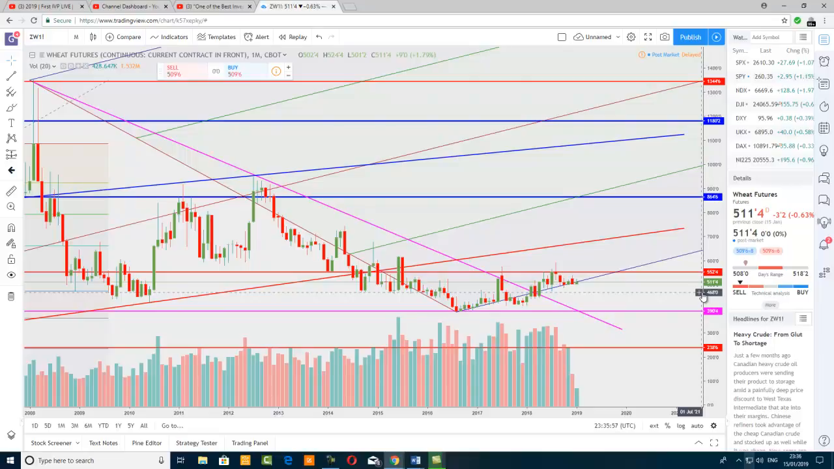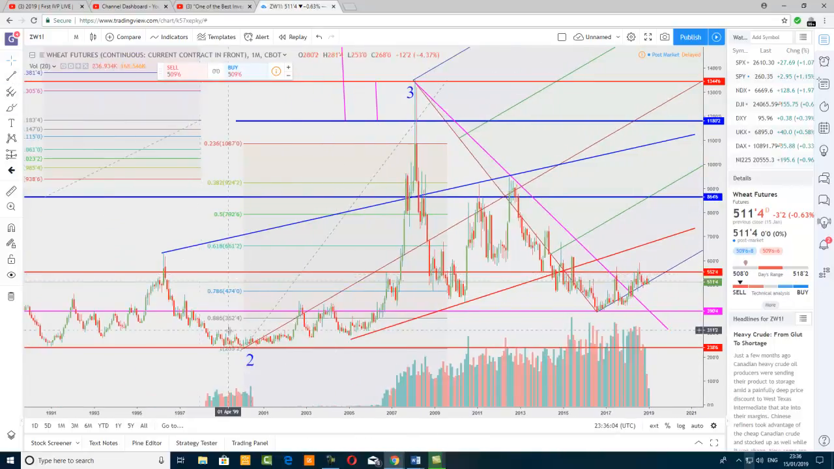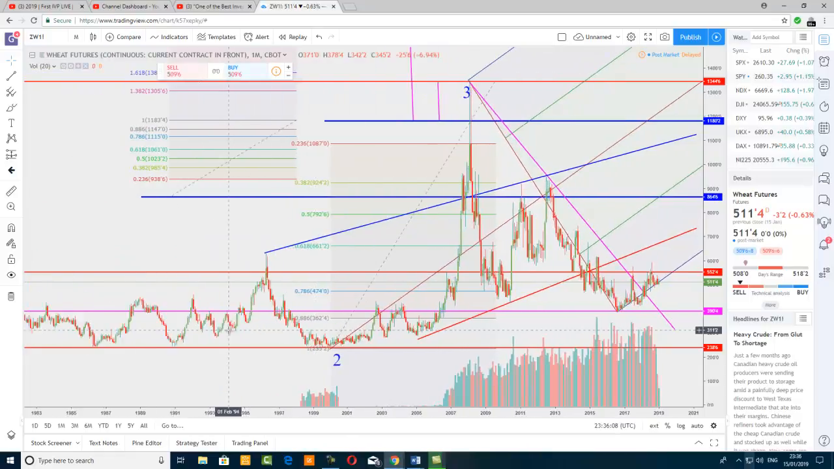Implement a different type of trading method to trade it. Is that something you can work with? So it's not very exciting, but this is what I see on this chart.